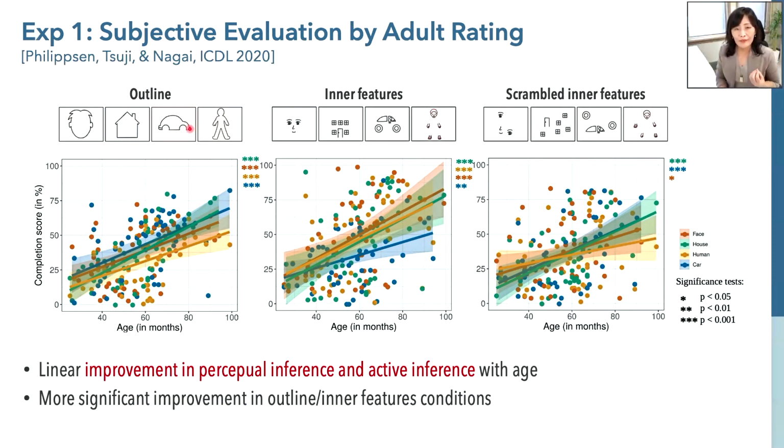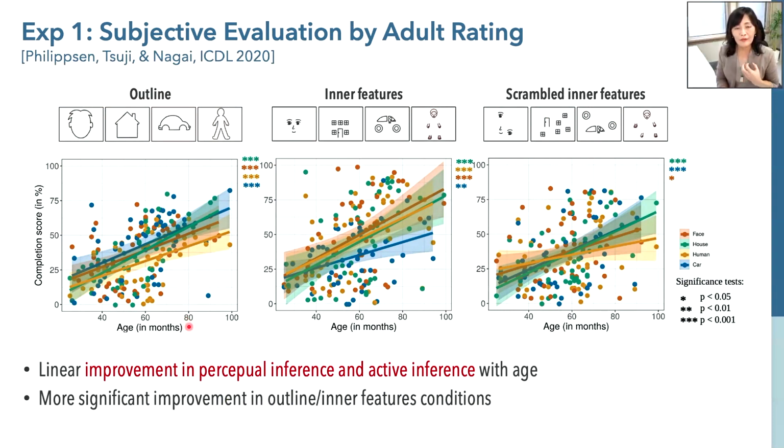In our experiment, we had 3 conditions with different difficulties. One is the outline condition, where only the contours of the figures were given; the inner feature condition, where only the inner parts were given; or the scrambled inner feature condition, where the configuration was not given anymore. We expected that the scrambled inner feature condition would be more difficult for children. But actually, we could not observe much difference between the conditions; rather, we observed a very nice linear improvement in their completion ability, regardless of the conditions.